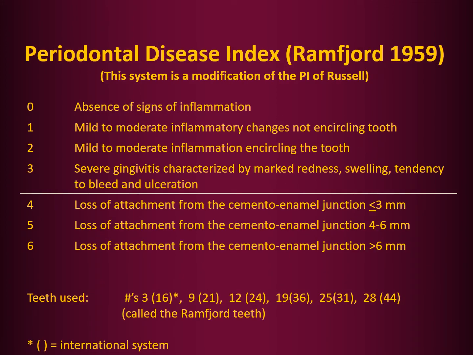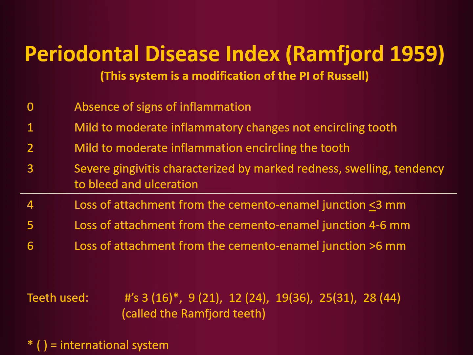Now, to make the Russell index a little bit more useful, Ramfjord came along and modified the system using the first three components of the index, but adding to that components 4, 5, and 6, based on loss of attachment from the cemento-enamel junction: 4 is loss of attachment less than or equal to 3 millimeters, 5 is loss of attachment from the CEJ of 4 to 6, and then number 6 would be loss of attachment from the CEJ of greater than or equal to 6 millimeters.